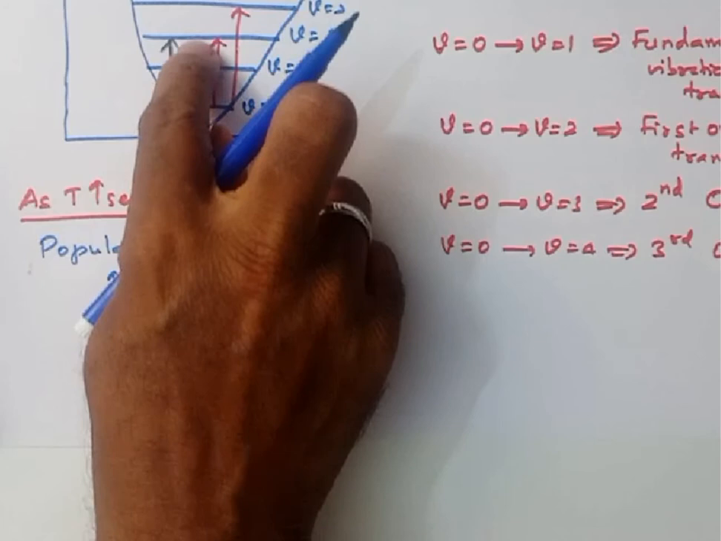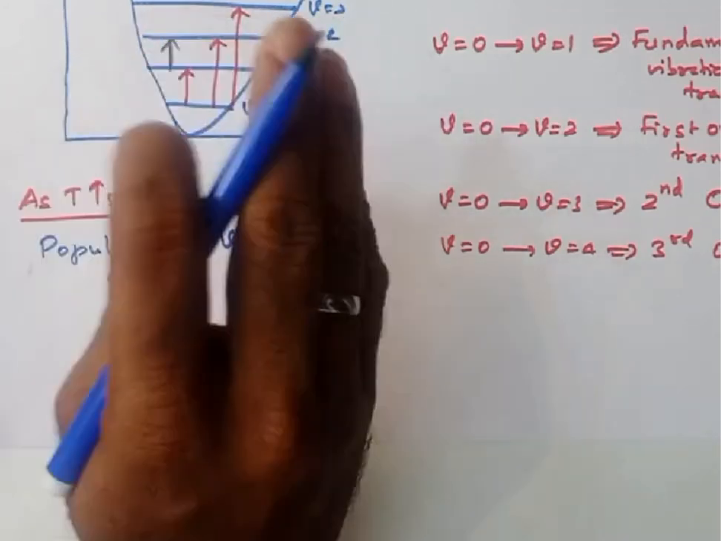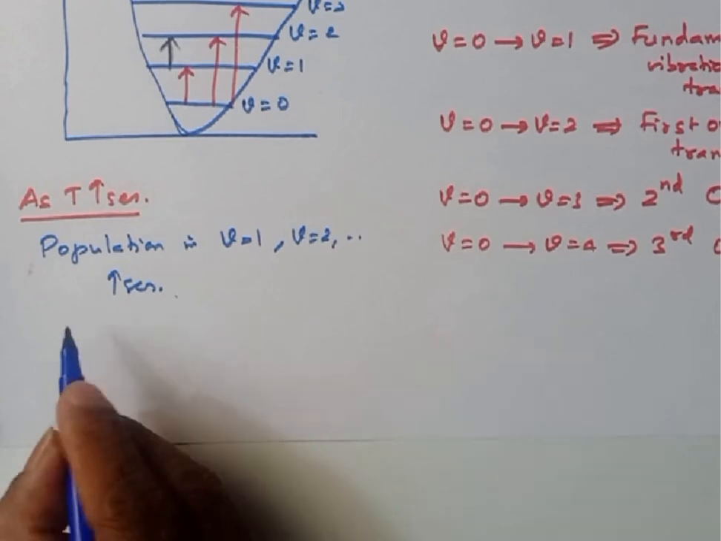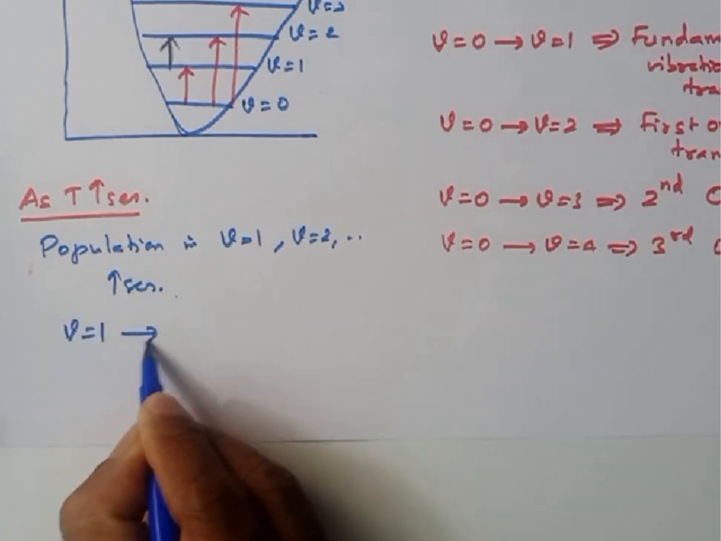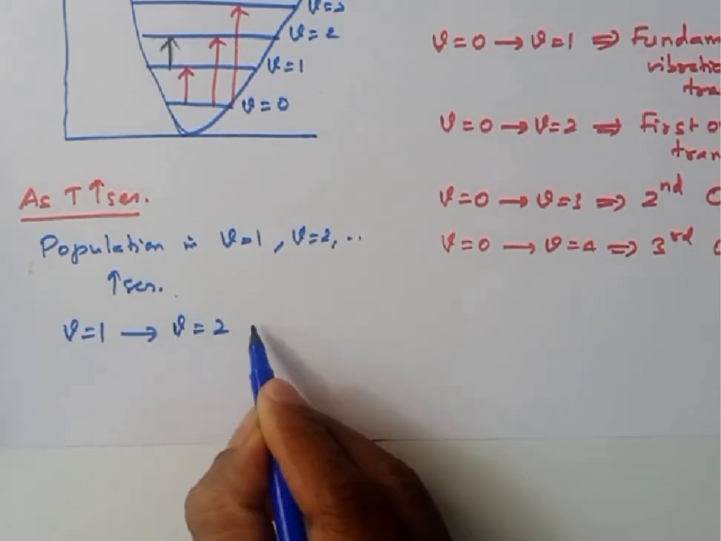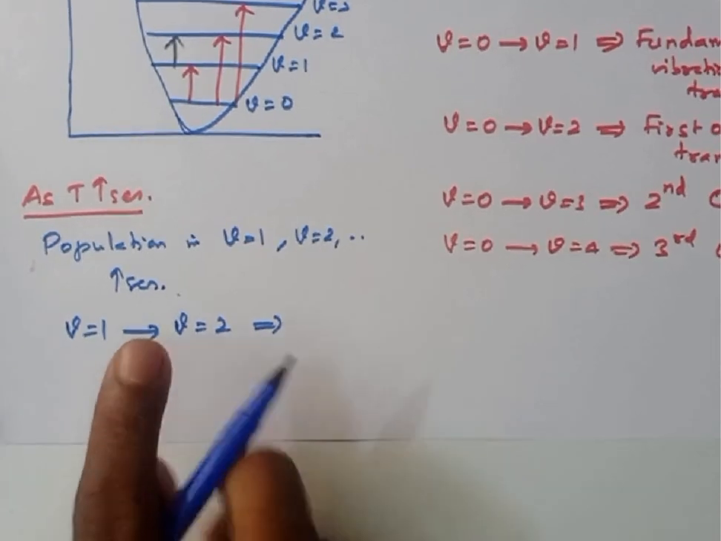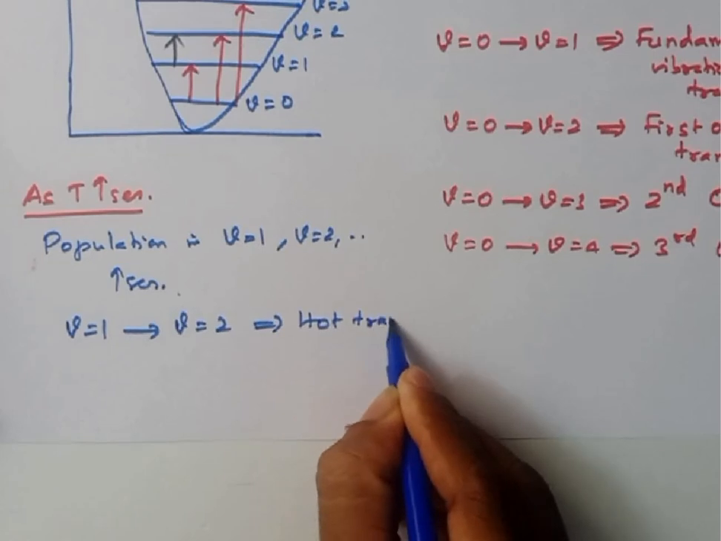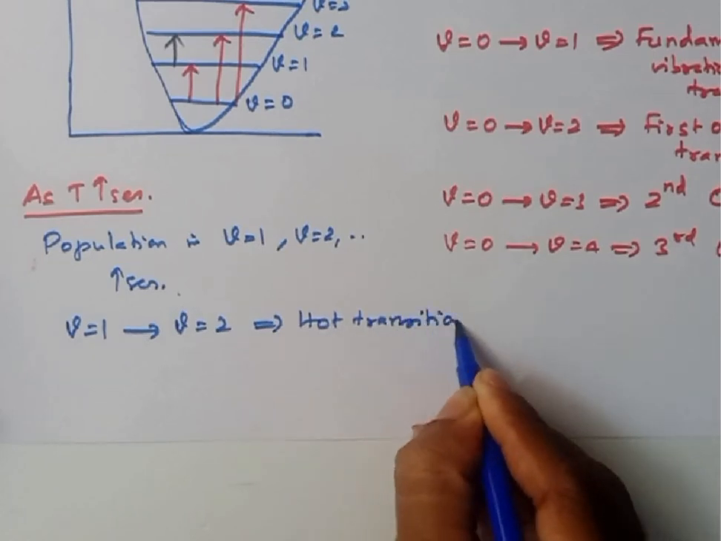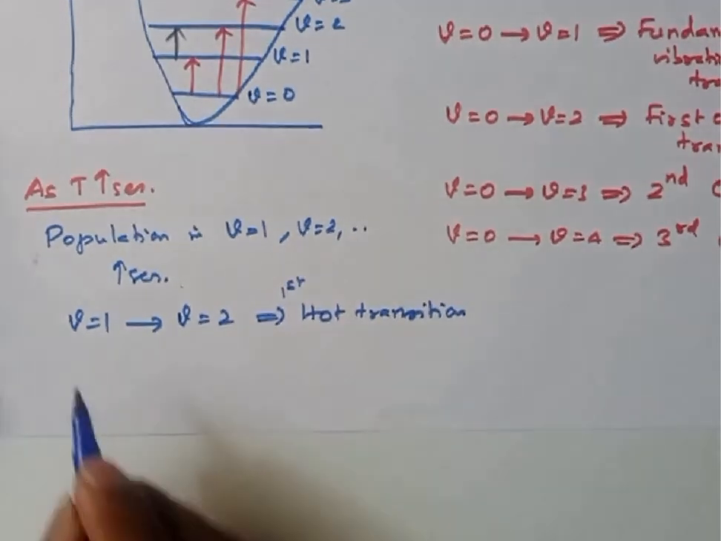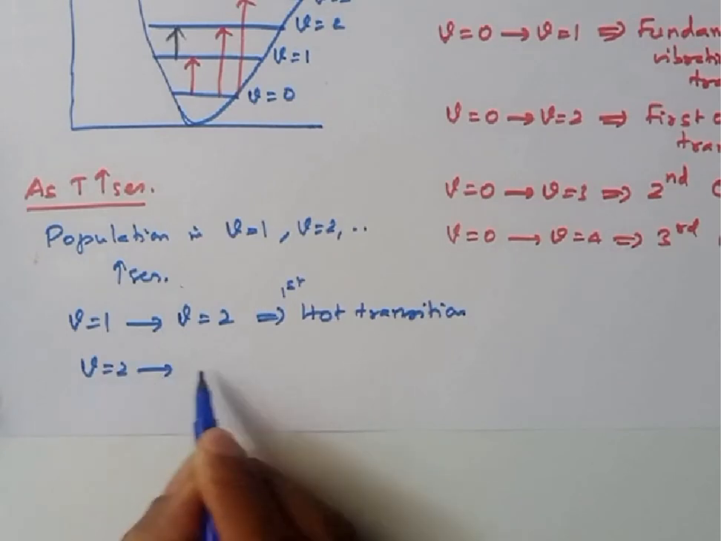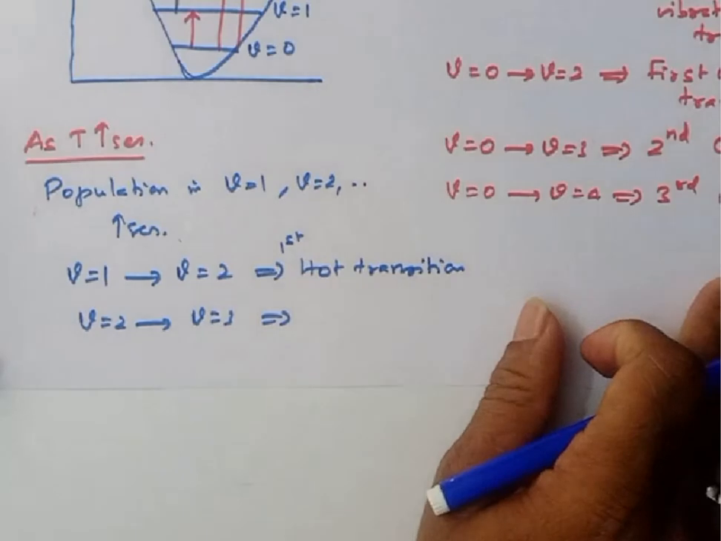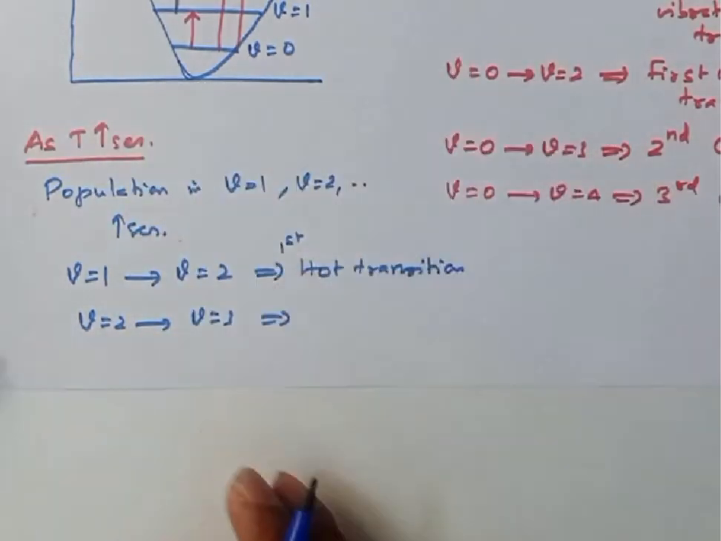Therefore, if a transition takes place from 1 to 2, that transition will now appear with a good intensity. That's why this transition, V equal to 1 to 2, appears only under hot condition, so it is called hot transition, the first hot transition. V equal to 2 to 3 will appear with still higher temperature, correct?